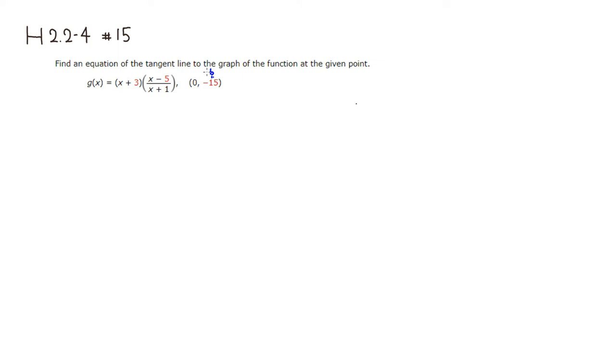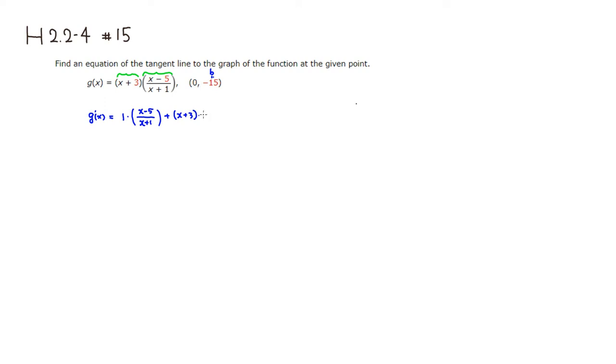So let's take the derivative. We're going to have to take the derivative using the product rule, and inside the product rule we have to use the quotient rule. This is the first guy, and this quotient is the second guy. Take the derivative of the first: the derivative of x is 1, the derivative of 3 is 0, so it's just 1, times the second guy, so I'm going to copy this, (x - 5)/(x + 1), plus the first guy, x + 3.